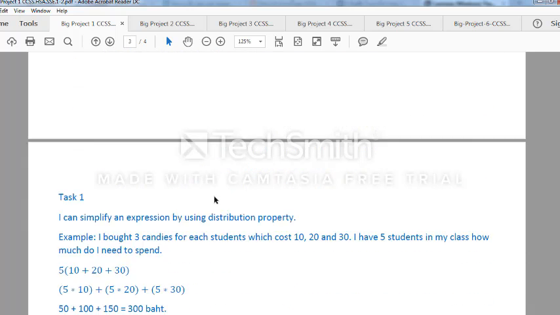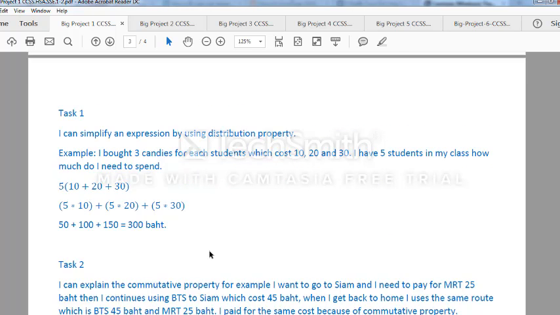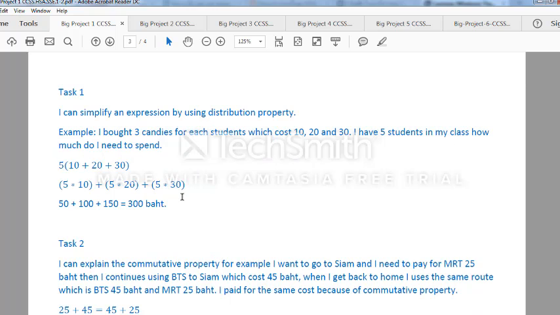Yeah. So the reflection is, for task 1 we learn how to simplify the expression using the distributive property. Like for example, I have 3 candies for a student which cost 10, 20, 30. I have 5 students in class, so how much do I have to spend? So the first thing is to bring the number of students, which is 5, times 10, 20 and 30. As you can see here, after you find the answer, everything is equal to 300 baht. This is for task 1. That's like for number A, number 1 I showed you before.